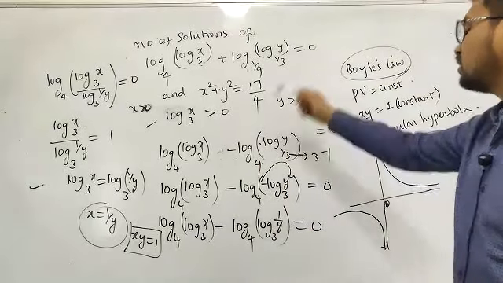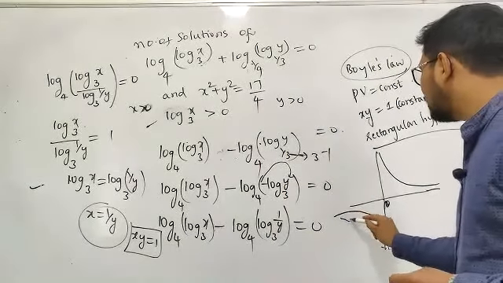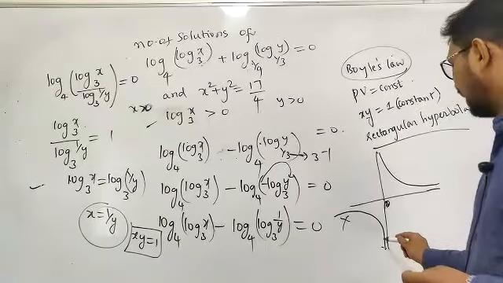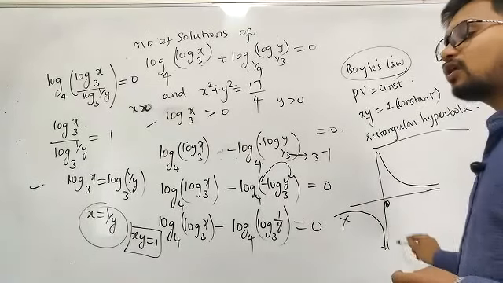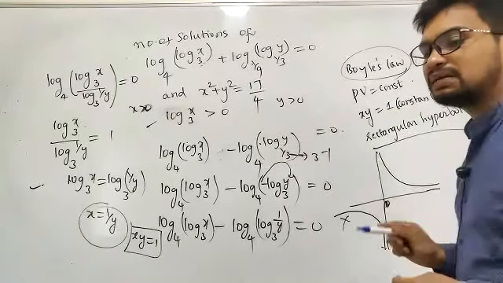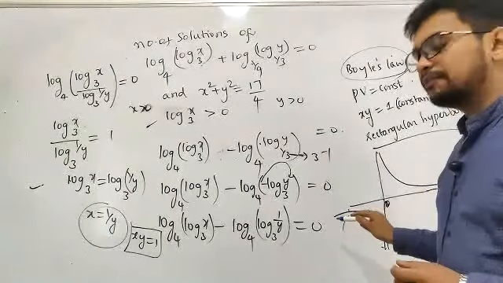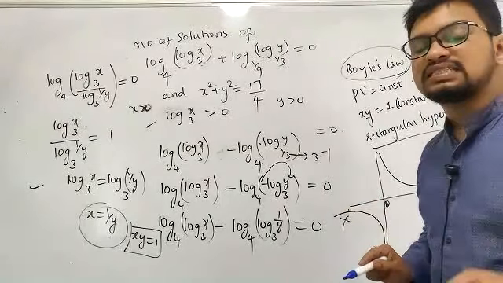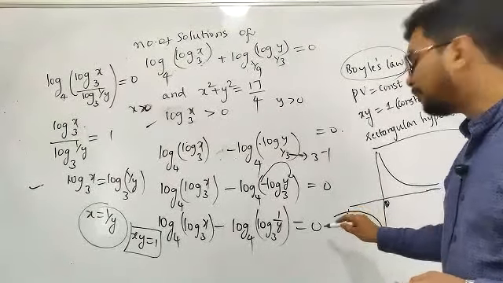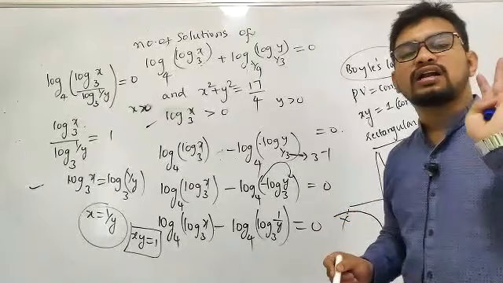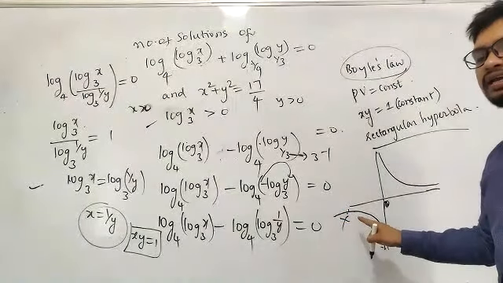When I'm trying to get the remaining condition, this part of the graph becomes invalid. This part of the rectangular hyperbola, with respect to the given question, becomes invalid because for this part x is negative as well as y is negative. This part is lying in quadrant 3.